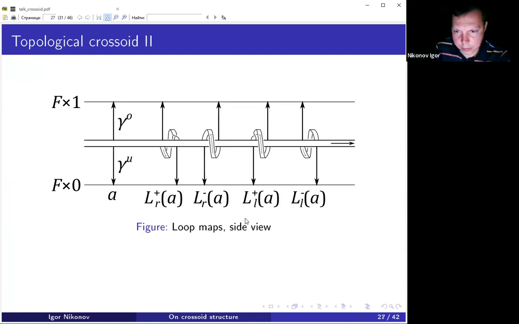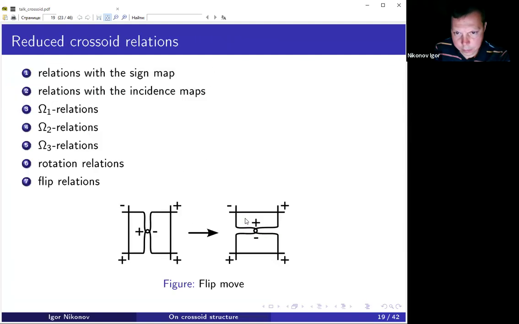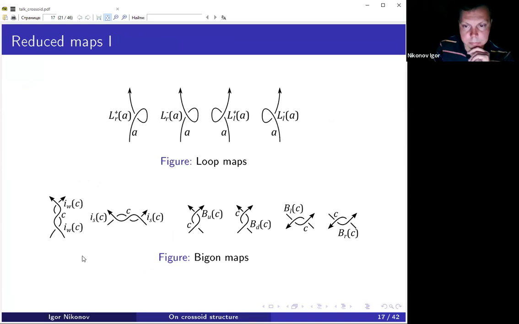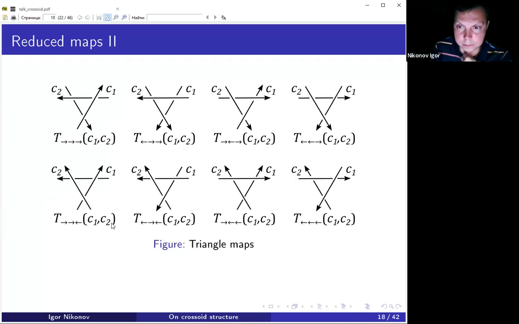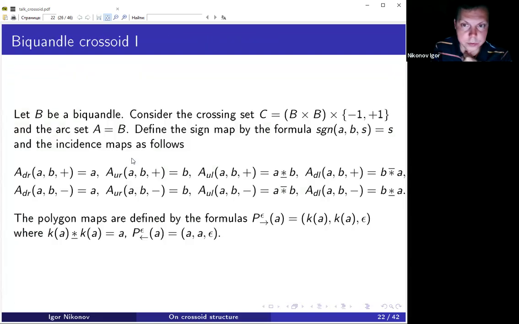I recall that in the case of non-alternating bigons, we have two types of maps. If we have a crossing, we have a weak non-alternating bigon and a strong non-alternating bigon. And if these two maps coincide, we say that the crossoid is unframed. And in fact, the parity crossoid and biquandle crossoid are unframed crossoids.